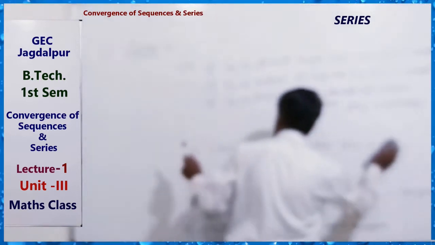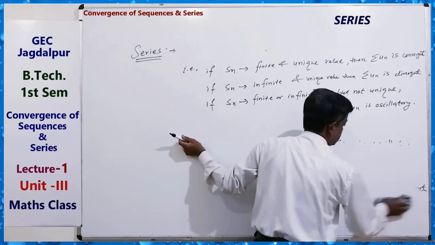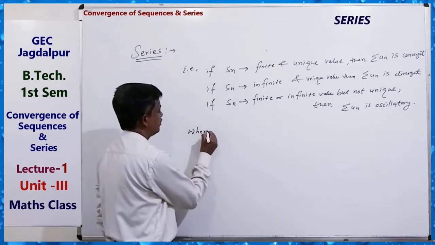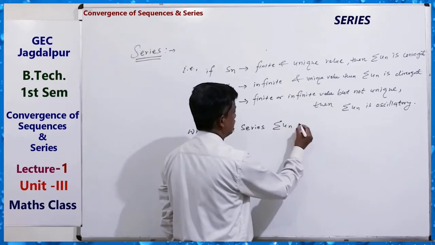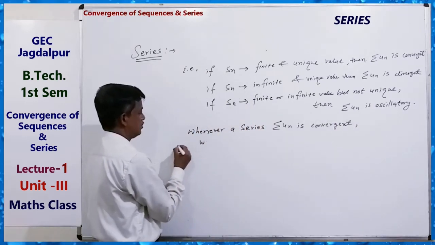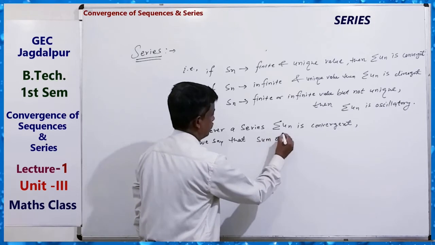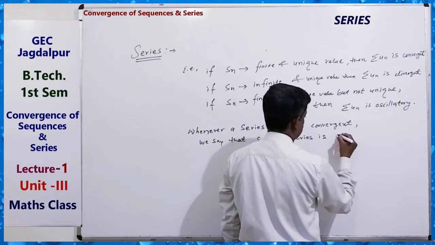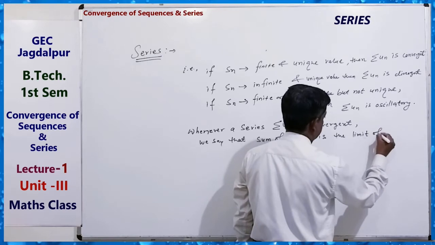And whenever a series is convergent, we say that the series converges, and the sum of the series is equal to the limit of the partial sum. Okay? Whenever a series is convergent, we say that the sum of the series is the limit of Sn.